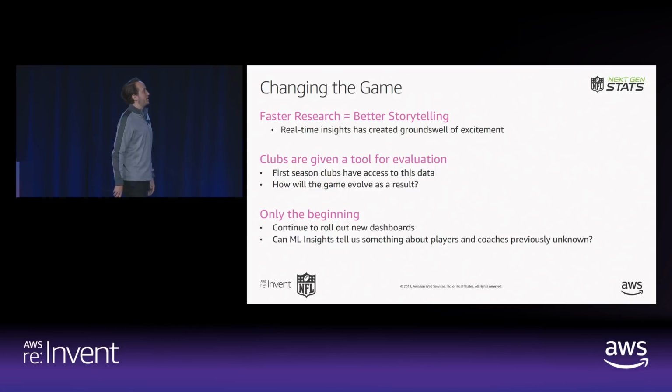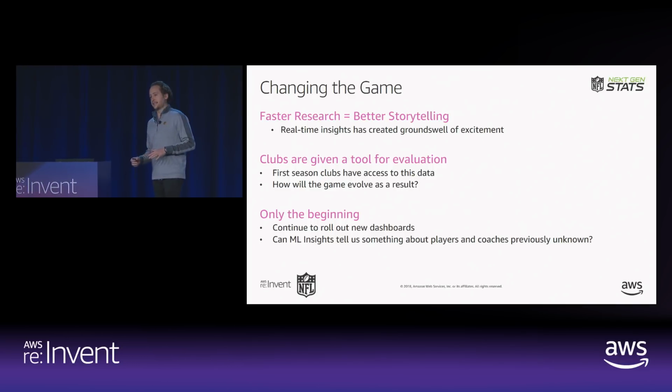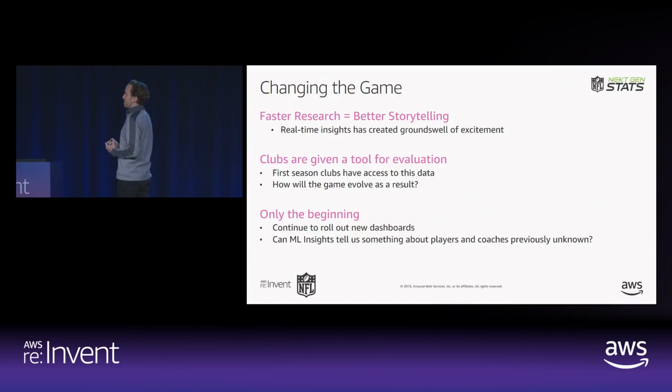So in conclusion, QuickSight has been a real game changer for us. This faster research is allowing us to tell better stories and has created a groundswell of excitement for our data. Our clubs now are given a tool for evaluation. This is the first season that clubs have access to all 22 players on the field. In previous years, they only had access to their own data. And so this is the first year the clubs are really embracing it. So we're excited to see them use the data.